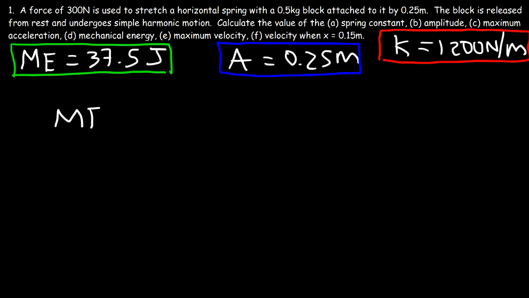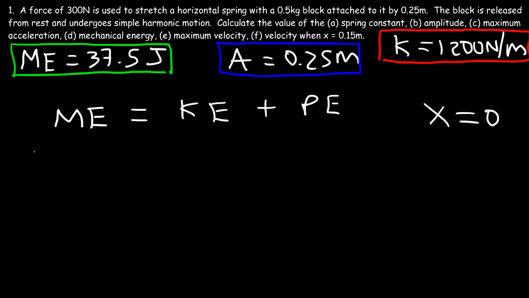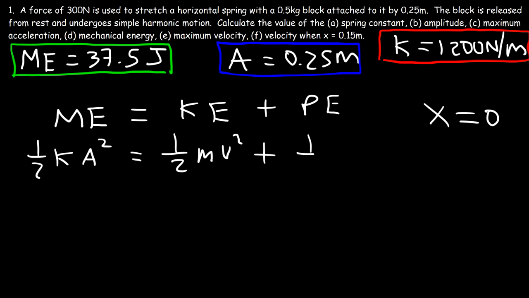So let's start with this formula. Mechanical energy is equal to kinetic plus the potential energy. Now at point C, the maximum velocity occurs when the block is at its equilibrium position. That is when x is equal to zero. Now we know that mechanical energy is 1/2 k times the amplitude squared, and the kinetic energy is 1/2 mv squared. The potential energy of a spring is 1/2 kx squared. And at the center, when x is zero, the potential energy is going to be zero. So this term disappears. So that's why we can say that at the center, mechanical energy is equal to the maximum kinetic energy. And that can help us to calculate the maximum velocity.